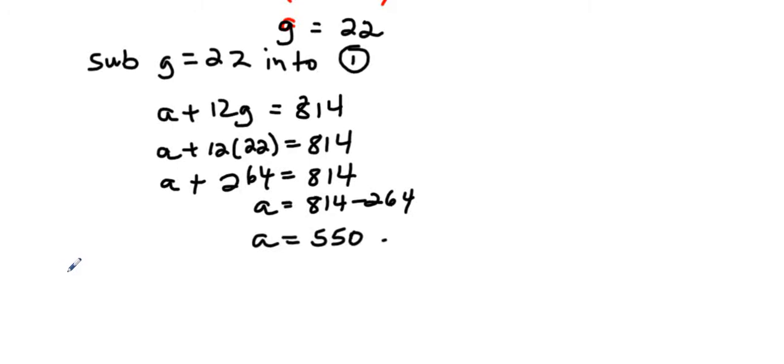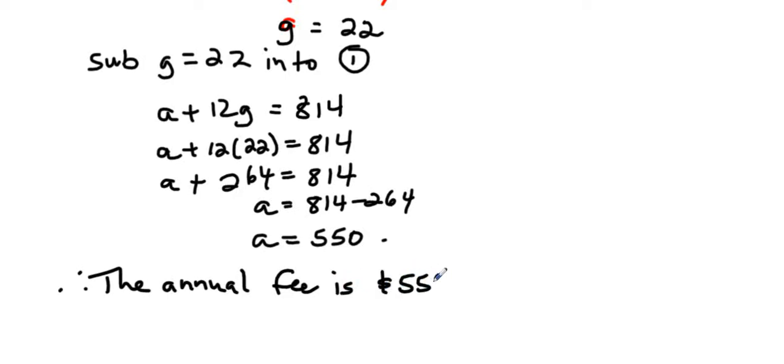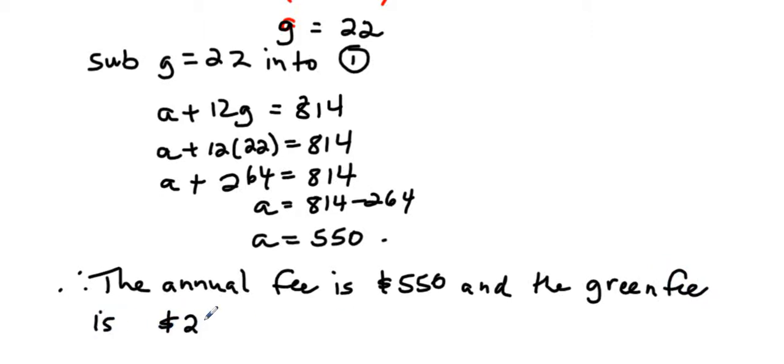So we need to think about what they represented so that we can conclude properly. So it asked us for two things. It asked us for the green fee, and it asked us for the annual fee. So A was the annual fee, so therefore the annual fee, don't forget your dollar sign, is $550, and the daily green fee then is $22.